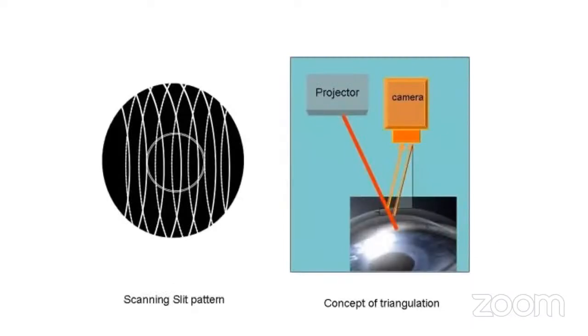So the slit scanning pattern has one projector and one camera. This projector continuously projects a minimum of 40 slits.